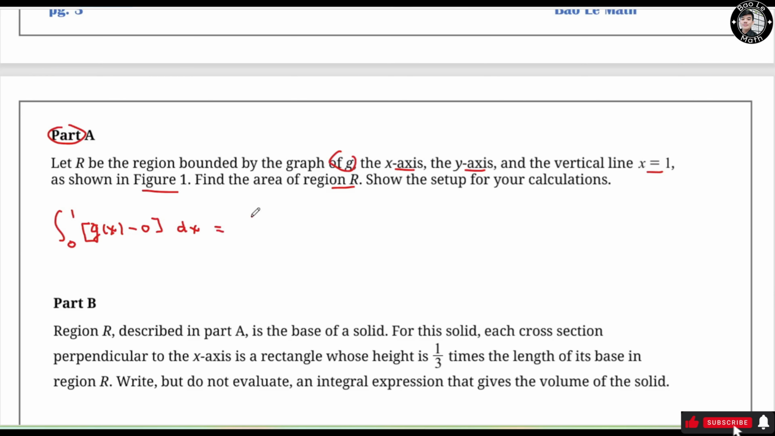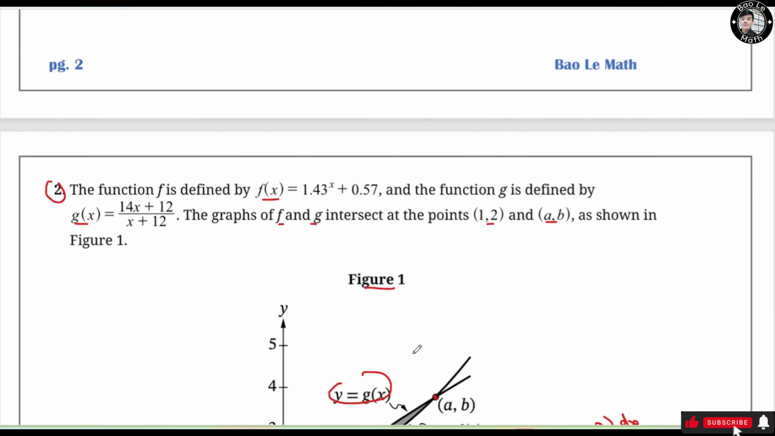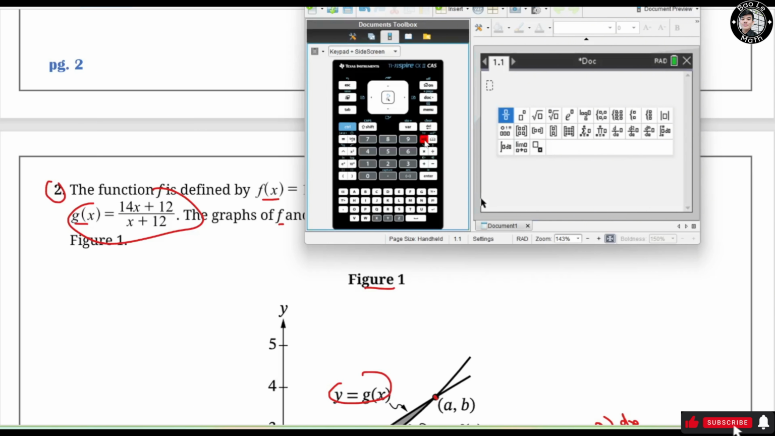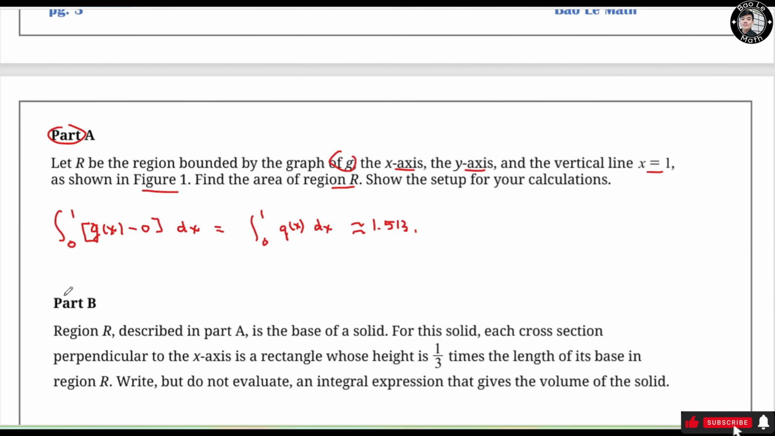So we're going to copy this over here. It's actually the integral from 0 to 1 of g of x dx, so we're going to pull up the calculator. g of x is right here. We hit add calculator, input the interval from 0 to 1, and input the expression for g of x. Then hit Control Enter. It's going to be 1.513.